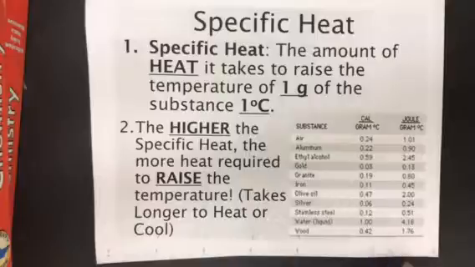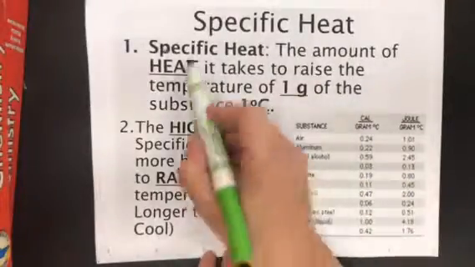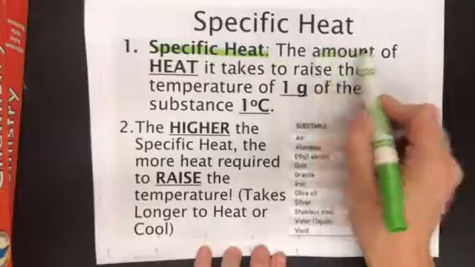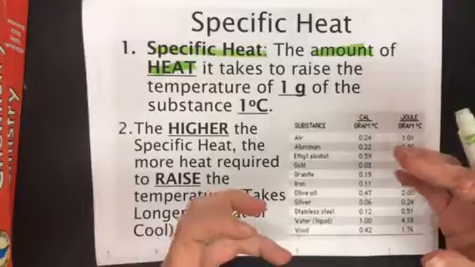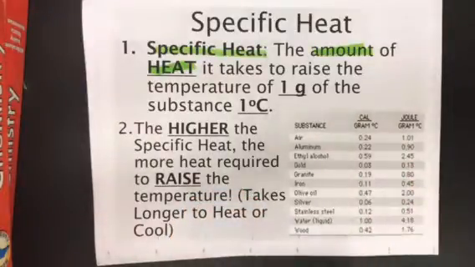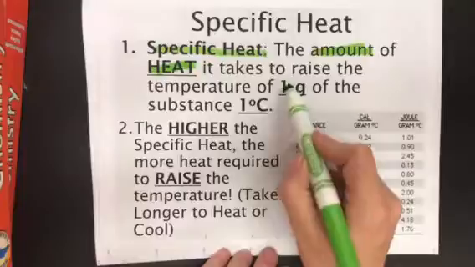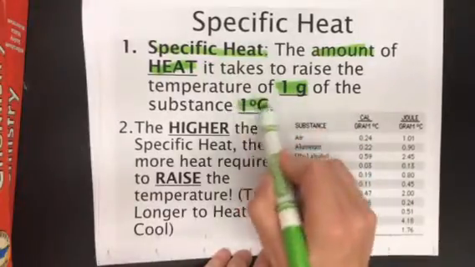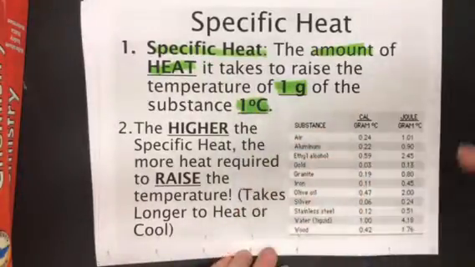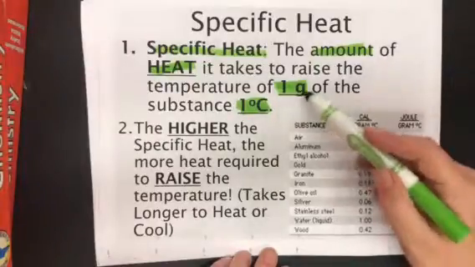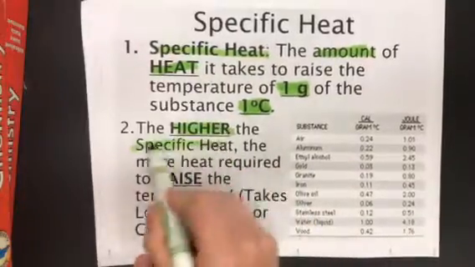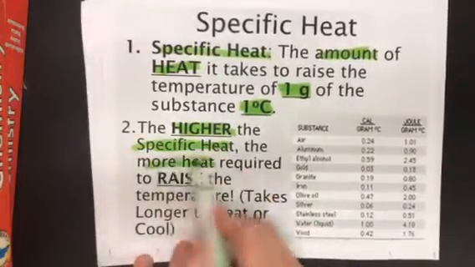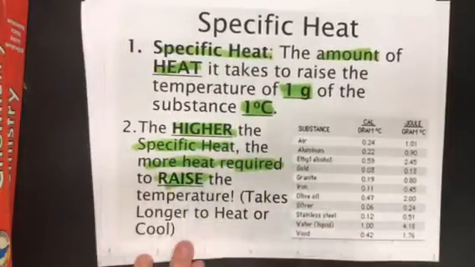Another definition, specific heat. Now, specific heat is the amount of heat, so the amount of energy going from the hot object to the cold object to raise the temperature of 1 gram by 1 degree Celsius. So how much heat is required to raise the temperature of 1 gram per 1 degree Celsius? Now, the higher the specific heat, the more heat required to raise the temperature. Okay, that means it takes longer to heat or cool up.